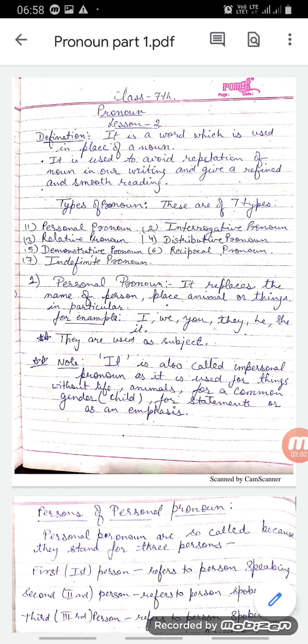An important point to be noted is that "it" is also called an impersonal pronoun because it is used for things without life, animals, for a common gender like child, for statements or as an emphasis.